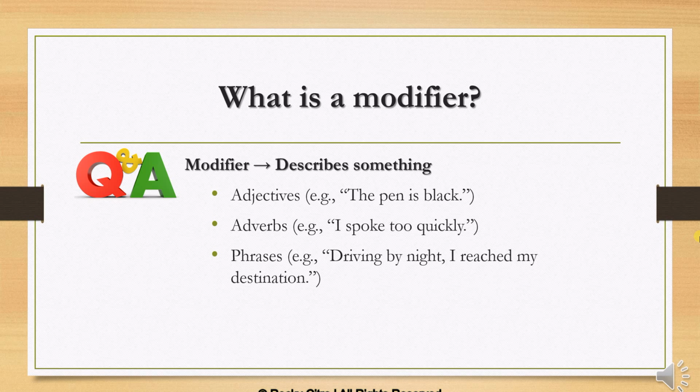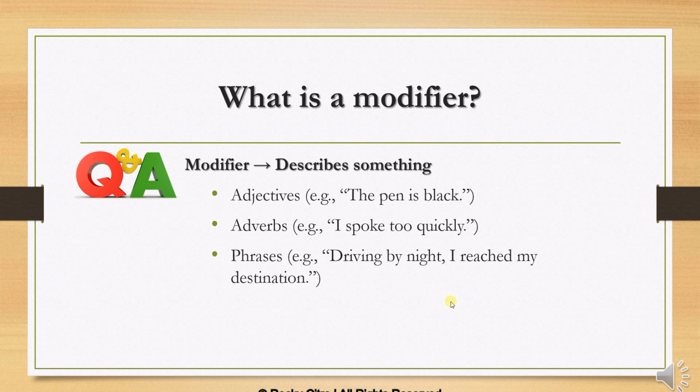Phrases can also be modifiers. We saw some examples of phrases in the comma lesson, and there are many types, of course: prepositional, participial, infinitive, and others. And adjectives and adverbs can also form whole phrases, as opposed to just being single words. As I mentioned before, it's less important that you can name the type of phrase, and more important that you can just identify that there is a phrase in the sentence and that it's doing some sort of descriptive duty, describing something else in the sentence. So here we have an abbreviated version of one of the examples we used in the comma lesson. Driving by night, I reached my destination. And the phrase driving by night modifies I and provides some context for the rest of the sentence.